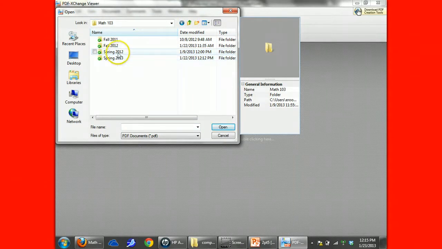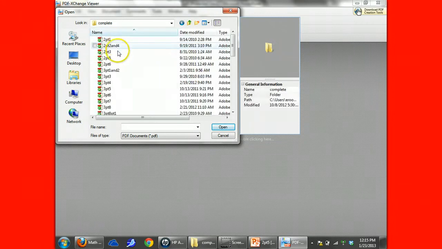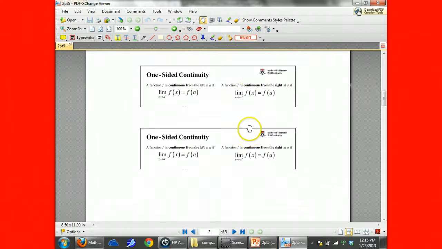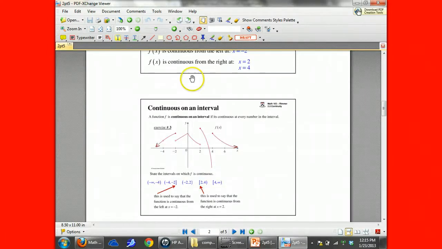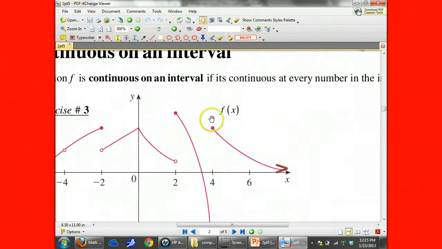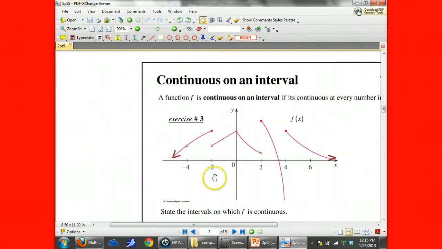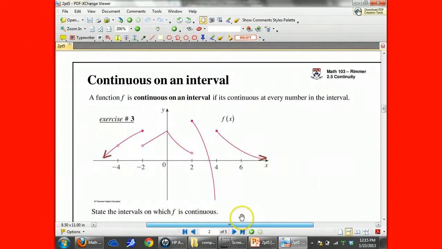Let me just grab somewhere here. I should be able to find it. Yeah, here we go. All right, I'll blow it up. Don't worry. Okay, sorry. Oh, here it is. State the intervals that the function is continuous on. So I'm going to take a screenshot here. It's better, let me just take a screenshot and work from that.